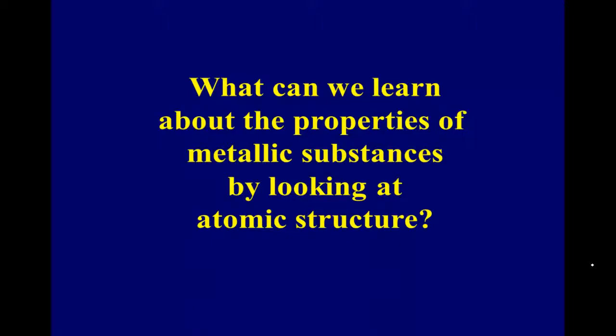Okay, this is a tutorial on metallic bonding, and we're going to be looking at the electron-sea model of metallic bonding and how that can explain such properties as malleability, conductivity, and luster. So the properties of metals can be understood by looking at the atomic structure of metallic bonding.